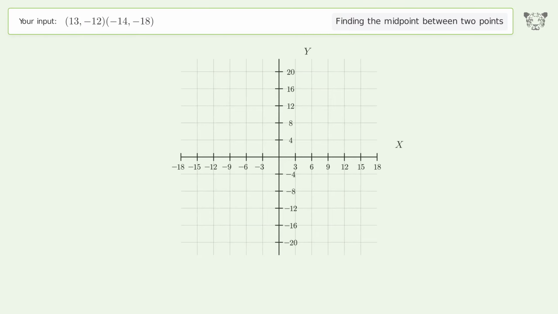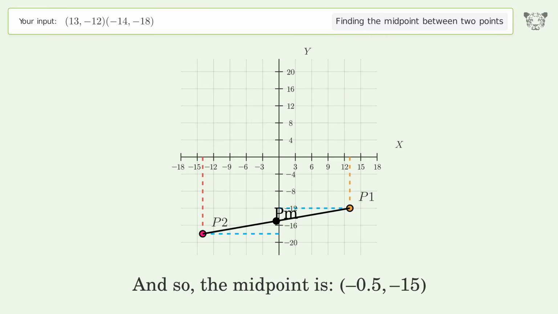And so, the midpoint is negative 0.5, negative 15.